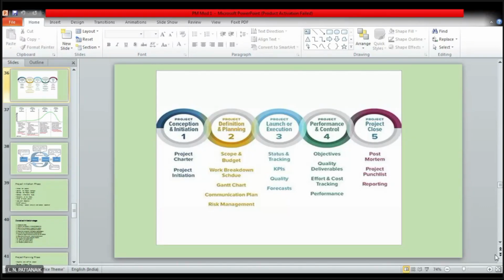Now in this figure, you can see this execution is divided into execution and control, performance and control. So you can understand they are the same stage, but of course you can expand it a bit. So basically what happens in stage 3 and 4 is that whatever plans you have made, now you are bringing that to ground. You have started implementing it.